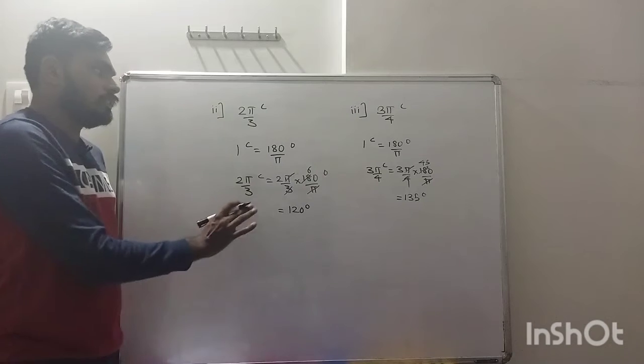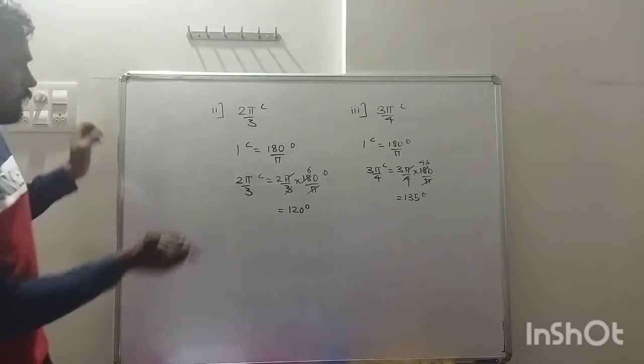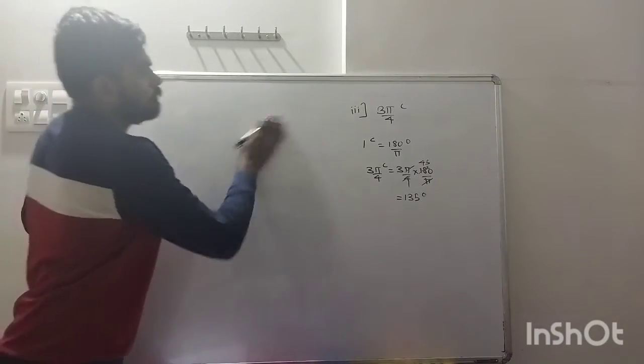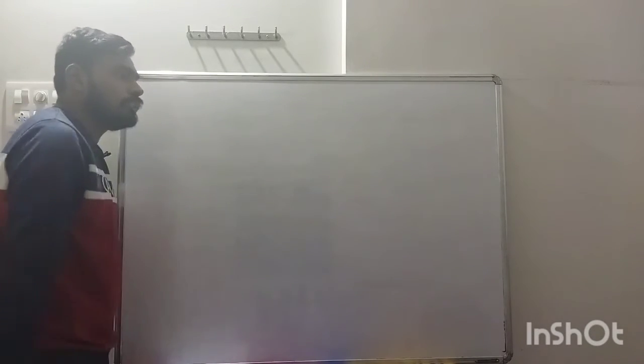So this is the way we convert radians to degrees. Next thing, I'll rub this. Next, some standard angles which we require. I will not write all the standard angles here.